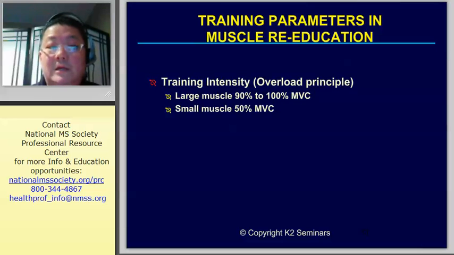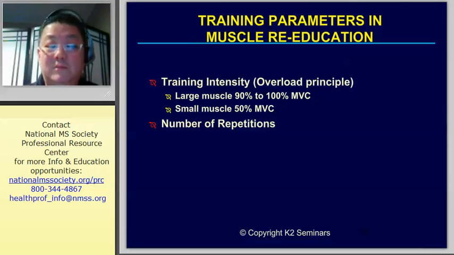Parameters that you need to pay attention to. If you're dealing with large muscles, we're looking for 90 to 100% maximal volitional contraction. So here we're talking about the quads and the hamstrings, the butt muscles primarily, and perhaps the back extensor muscles or the abdominals, where maximal volitional contraction should be 90 to 100%. If we're dealing with the anterior tib, then we're only dealing with 50% maximal volitional contraction, being a much smaller muscle as opposed to the quads or the hamstrings.